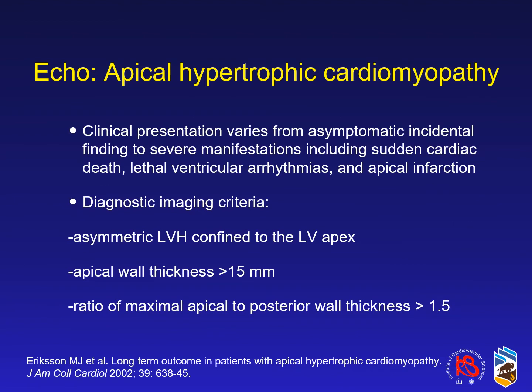The clinical presentation of apical hypertrophic cardiomyopathy can vary from being asymptomatic as an incidental finding to severe manifestations including sudden cardiac death, lethal ventricular arrhythmias, as well as an apical infarction. With respect to echocardiography, the diagnostic imaging that one must focus on is asymmetric LVH confined to the LV apex, an apical wall thickness greater than 15 millimeters, and a ratio of the maximal apical to posterior wall thickness greater than 1.5.